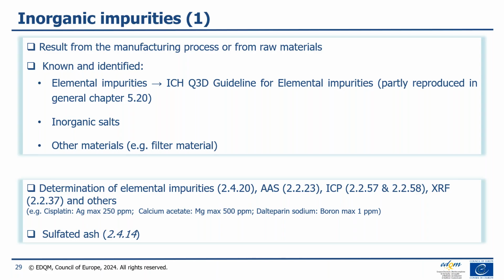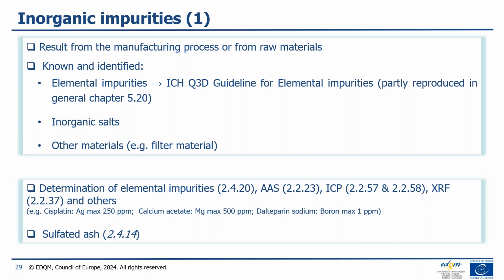In certain individual monographs, you can find some specific tests for the control of elemental impurities. Different tests such as inductively coupled plasma, X-ray fluorescence, or atomic absorption spectrophotometry can be described. In case of cisplatin, for example, silver is controlled at maximum 250 ppm. In calcium acetate, magnesium is controlled at maximum 500 ppm.